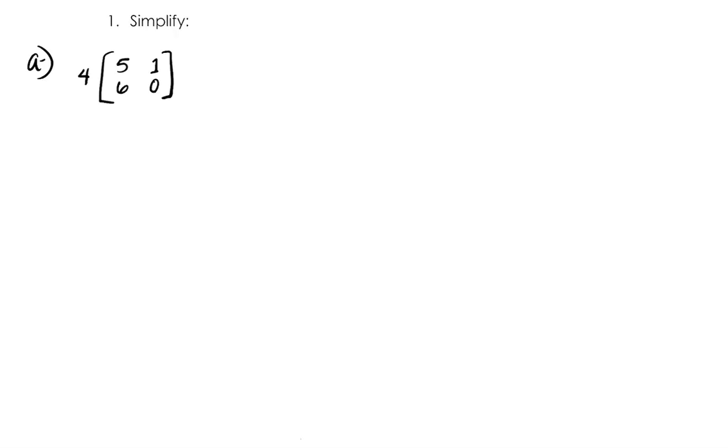In this video, we will go over question 1 in the Algebra of Matrices and Determinants worksheet. Question 1 reads, simplify. Let's begin with part A. We're going to multiply -4 by this matrix. To do so, we are going to multiply -4 by each of the terms in the matrix.